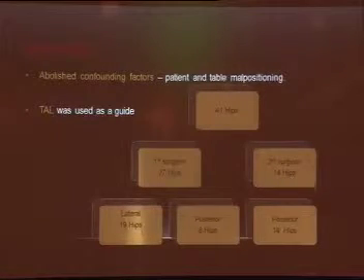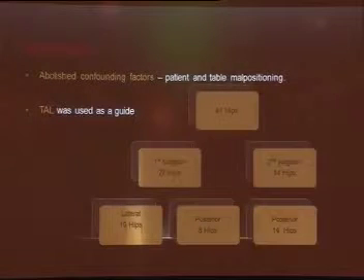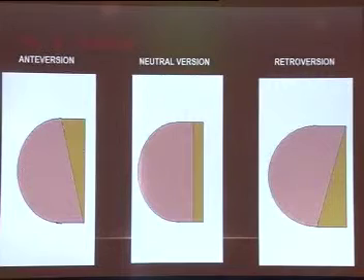Among 41 hips, the first surgeon operated on 27 hips, 19 in lateral approach and 8 posterior, and the second surgeon on 14 hips, all were posterior approach. The relationship between transverse acetabular ligament and version.